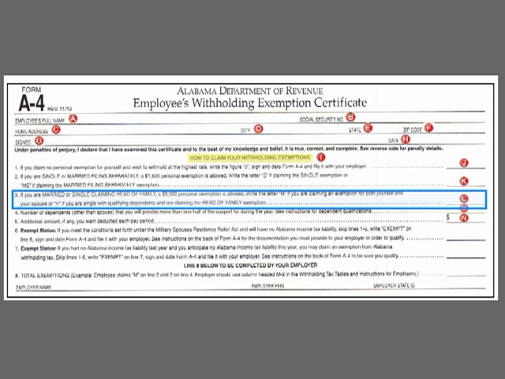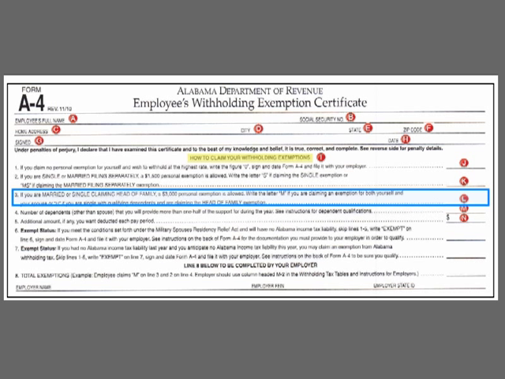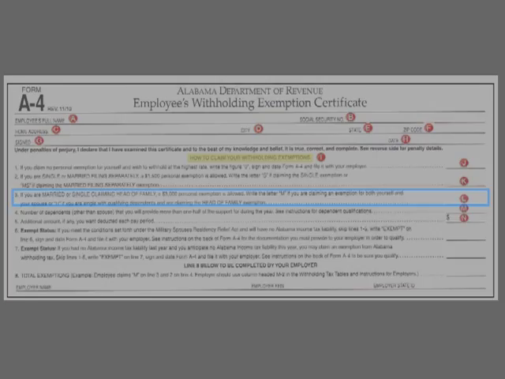Blank L is line 3. If you entered a letter in line 2, you will not have an answer in line 3, and you will move to line 4. If you didn't have an answer in line 2, you will enter an answer in line 3. In line 3, if you are claiming married, you will put an M in line 3. If you are claiming single, head of family, you will enter an H in line 3. After you have completed line 2 or 3, please move to line 4.